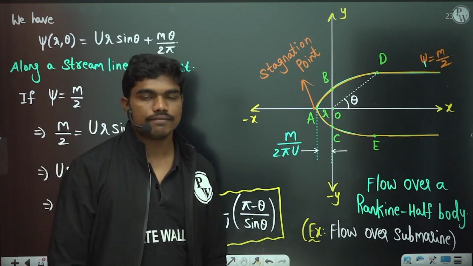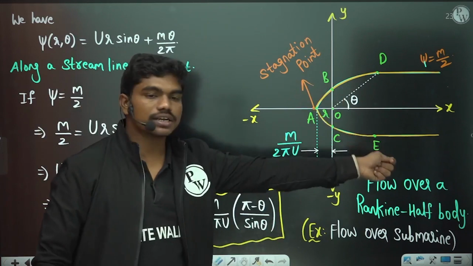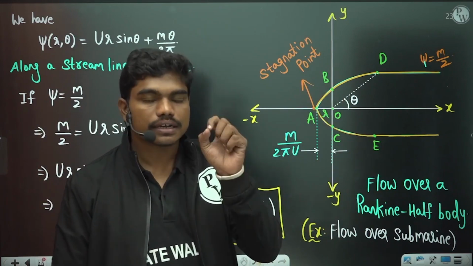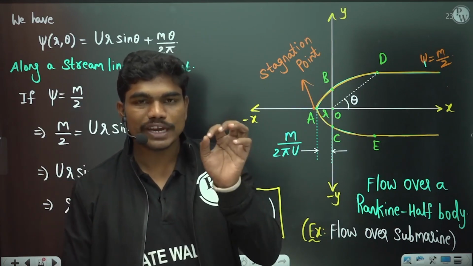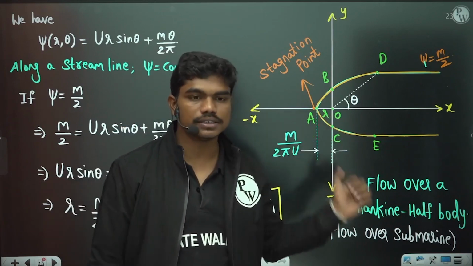Understood how from velocity conditions you have seen? Similarly from geometry, the stream function curve also, you have identified that z equal to m by 2 pi u is the stagnation point of the particles of the flow in this particular case.